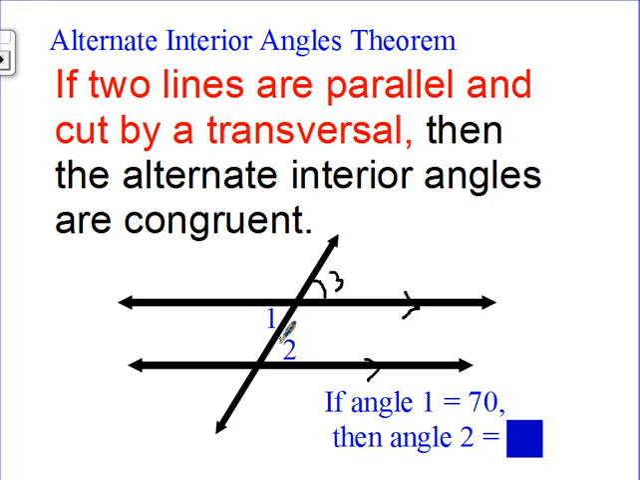Alternate interior angles of parallel lines are congruent. We don't like to write this all out, so we can abbreviate alternate interior angles as AIA if we want to.